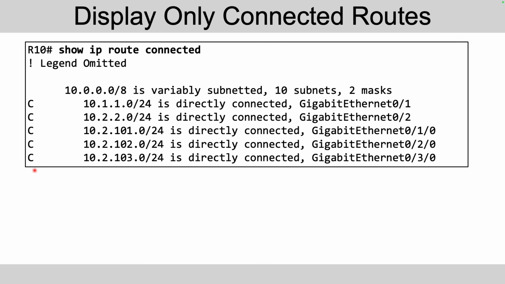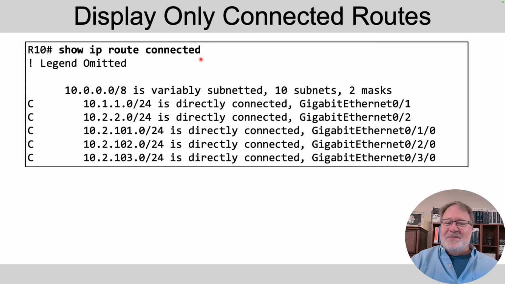On a real router, you can use the command show ip route connected, and it really will show you only connected routes. It will show the legend, which I've omitted in the slide just so I can use a bigger font. And it will give you the same heading line. It will mention all the known subnets by count, but it will only list the connected routes. So here are our 5 connected routes.